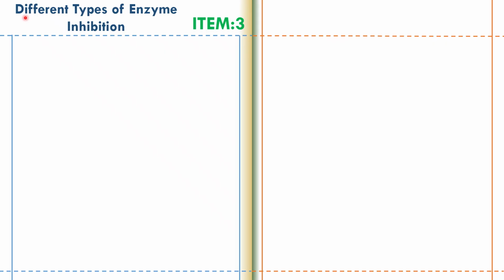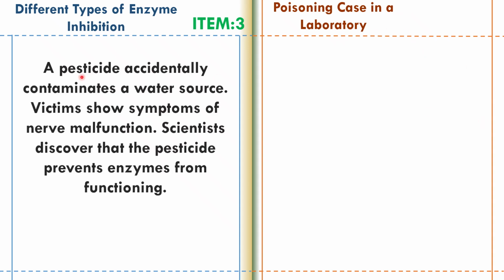Now let us look at different types of enzyme inhibition. Item 3. We shall look at a poisoning case in a laboratory. A pesticide accidentally contaminates a water source. Victims show symptoms of nerve malfunction. Scientists discover that the pesticide prevents enzymes from functioning.